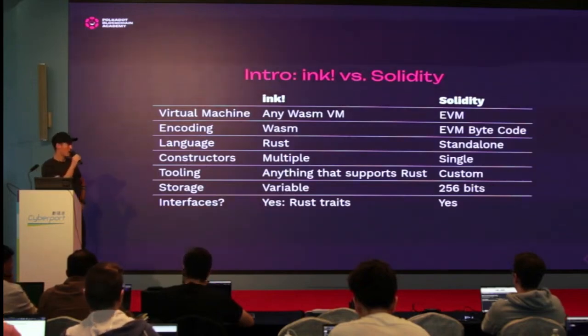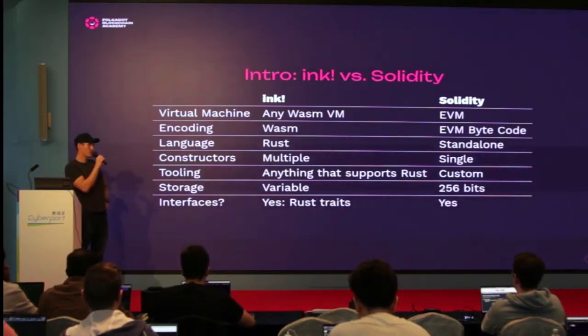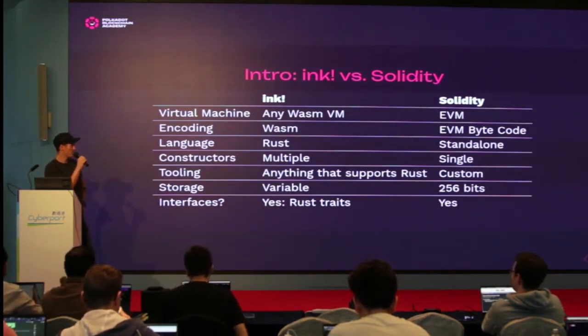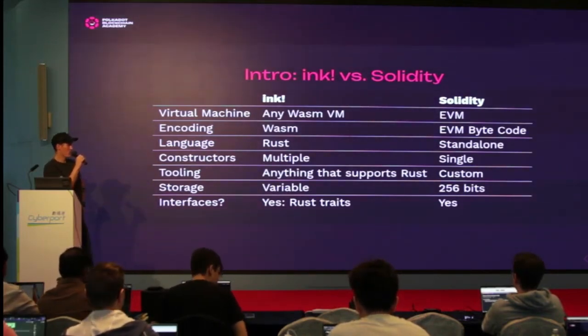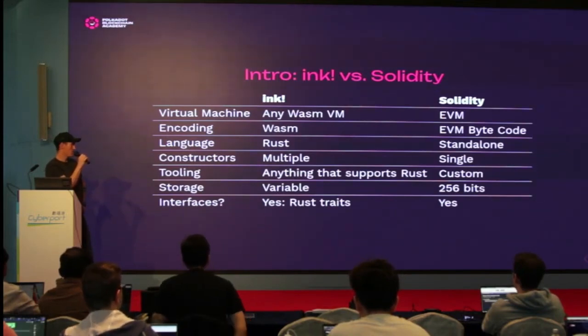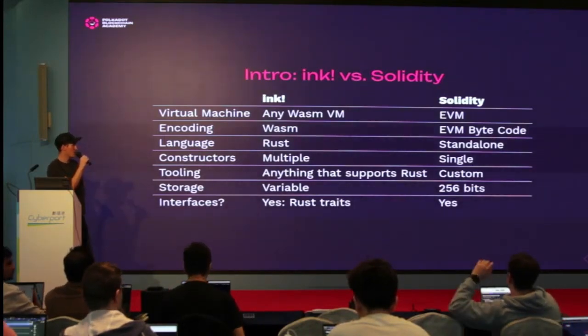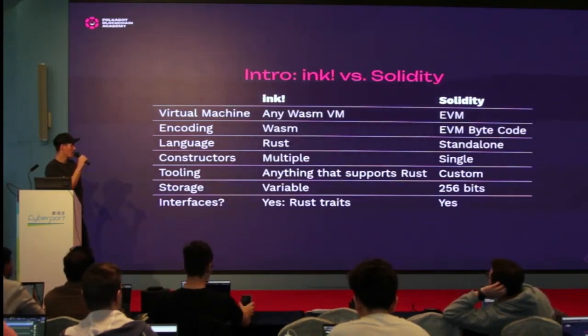Language, Solidity is a standalone language purposely built for EVM. Ink uses Rust. In fact, it's a subset of Rust. It's a DSL, it's just a bunch of macros, to be honest. And it compiles to Wasm. Some facts of maybe smaller importance is that you can have multiple constructors in ink. This can come in handy. While in Solidity you can have a single.